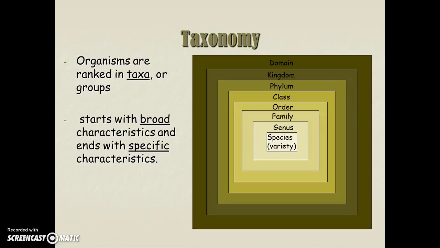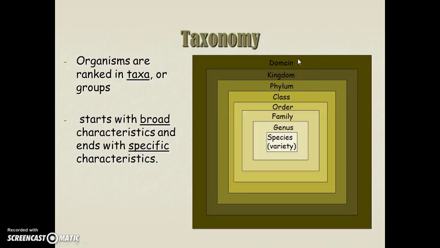Alright, so I've mentioned the words genus and species a couple of different times. Well, this is the level of taxonomy. Organisms are grouped by these different levels, or by the taxa that they're found in. The broadest category always starts off the taxonomy of an organism, and it goes all the way down to the most specific category, which is the species.